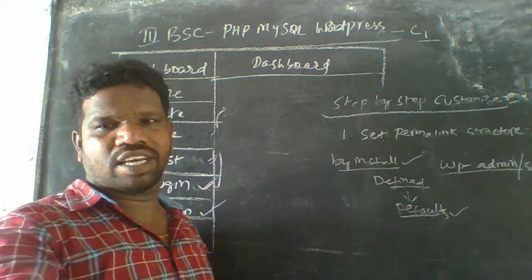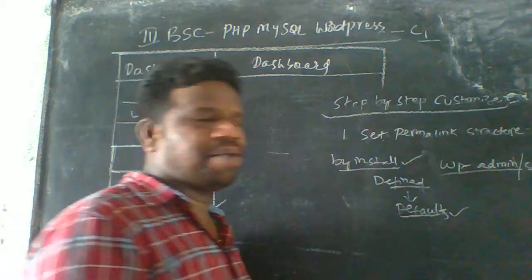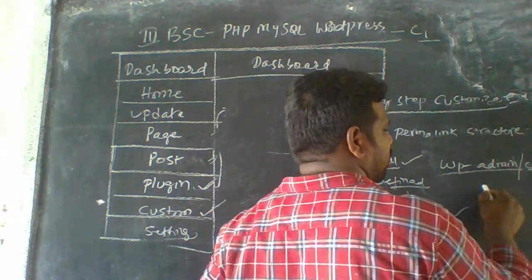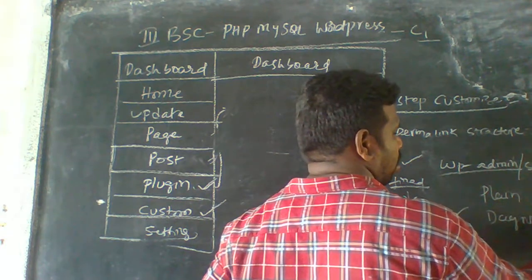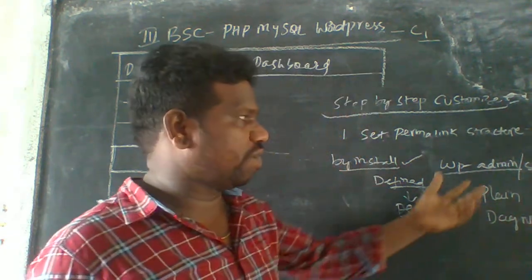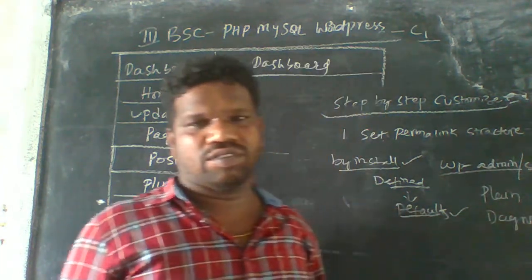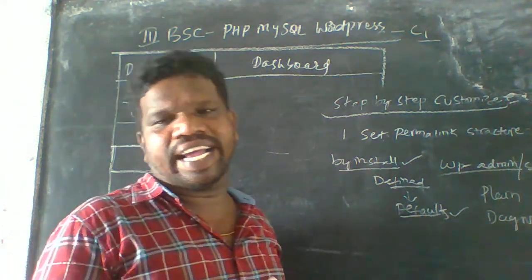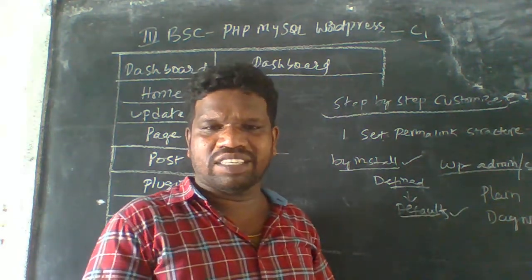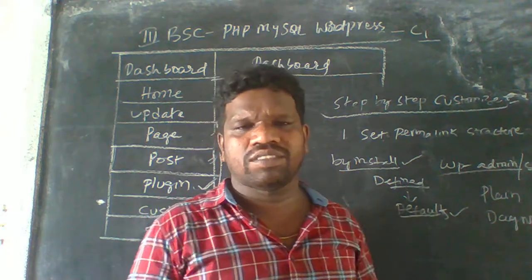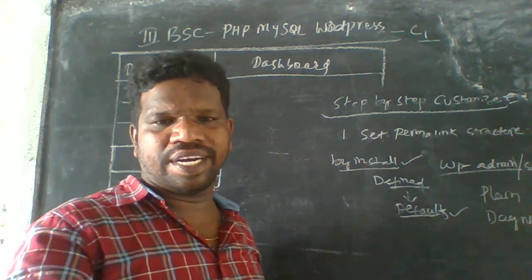In this scenario we have plain, day name, and so on. Whenever we click this, plain is available and day name is also available here. Whenever we click on wp-admin slash settings or permalinks, automatically we see plain, day name, month name, numeric, and post name displayed here. In this section the entire customization of sites will appear.